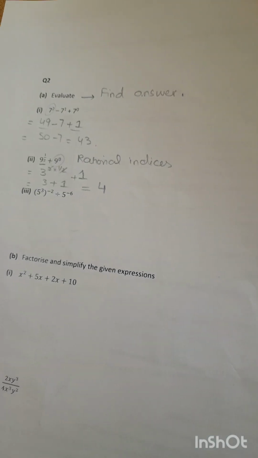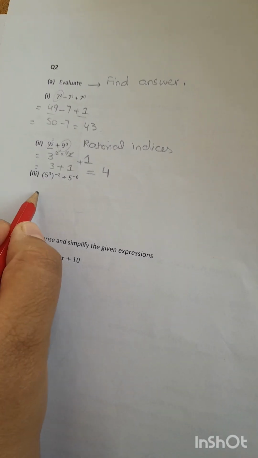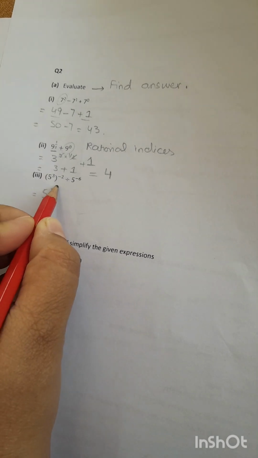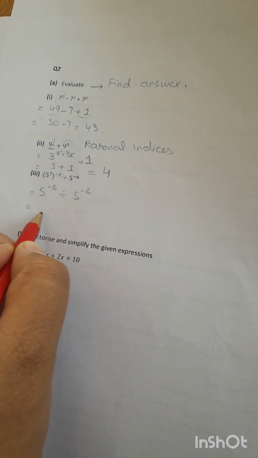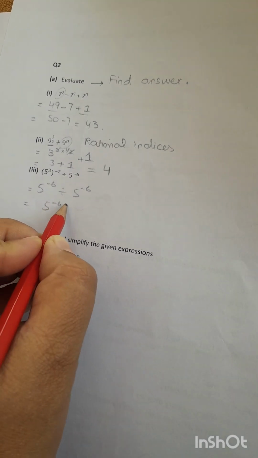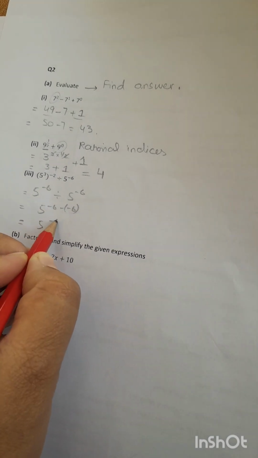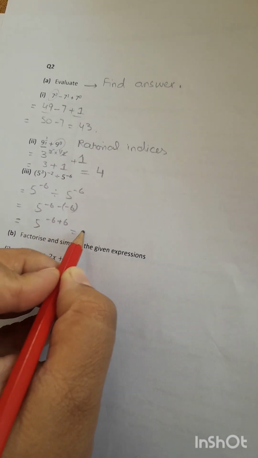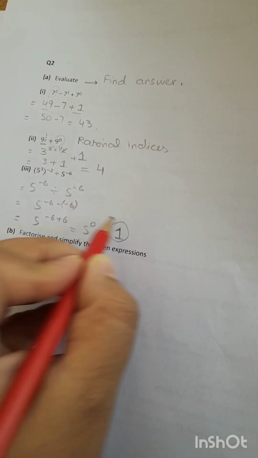The next question is 5 raised to the power 3, whole power -2. So power of power is multiplied, divided by 5 to the power -6. Law number 2: -6 minus -6, so -6 plus 6, it's 0. So the answer would be 1.